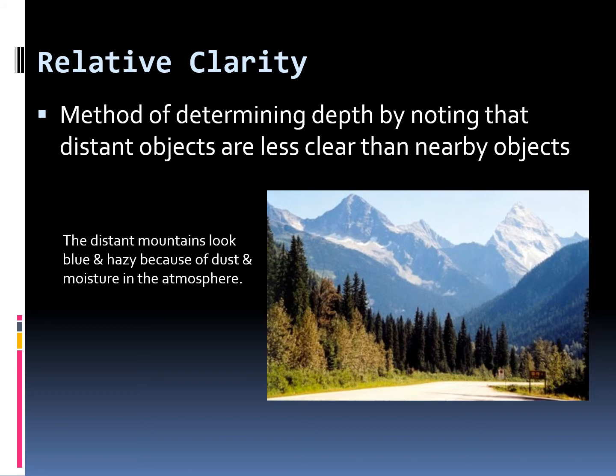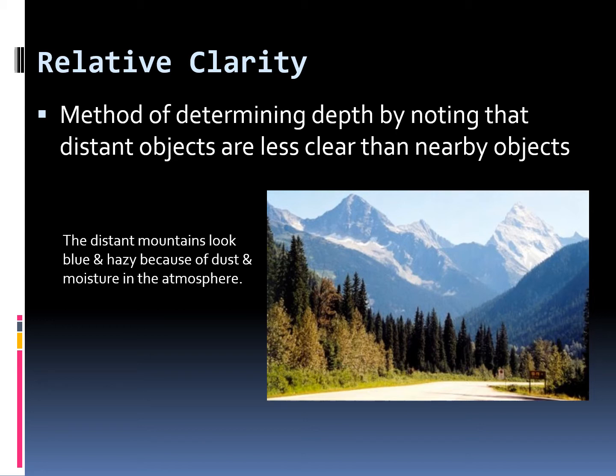Relative clarity. Method of determining depth by knowing that distant objects are less clear than nearby objects. Right? So if you look at this picture, the distant mountains look blue and hazy because of dust and moisture in the atmosphere. Makes it look not as clear. So like I said, a lot of this is just common sense. Right? So obviously closer things are going to be clearer.